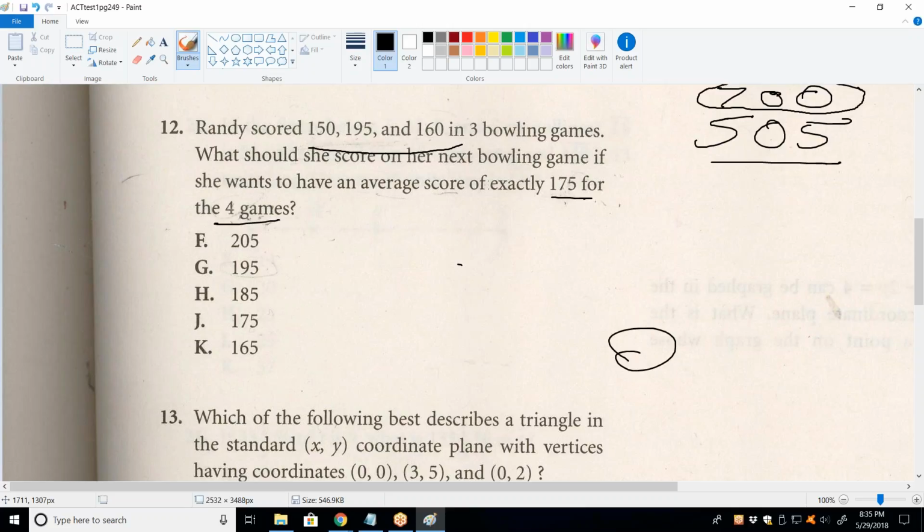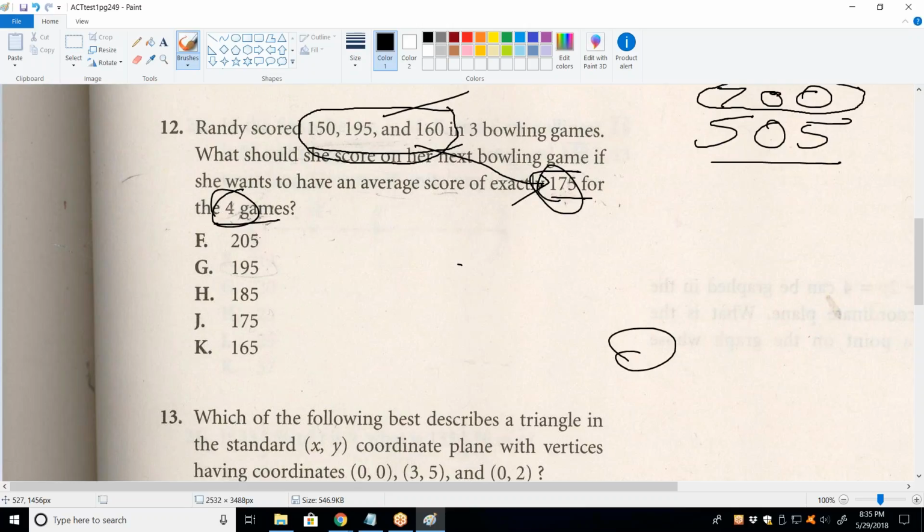Notice I did not try to figure out the average of those 3 games and compare it with 175. That is never the way to go on these average problems. It's always about figuring out totals. If they give you some numbers, you've got to total them up. If they give you an average for 4 games, you've got to total it up. Remember what average is. It's the sum of the scores divided by how many games.